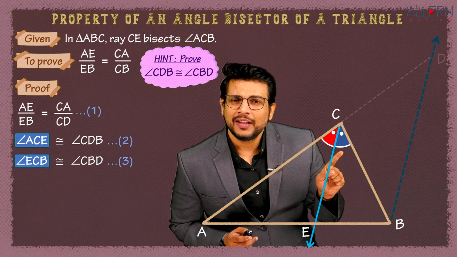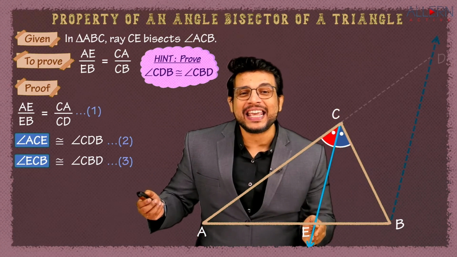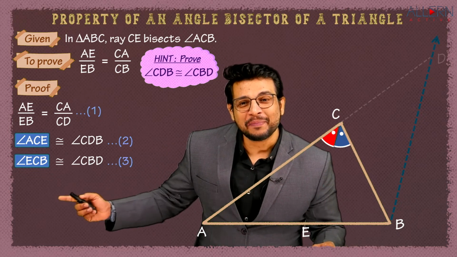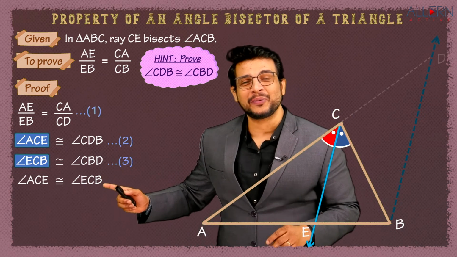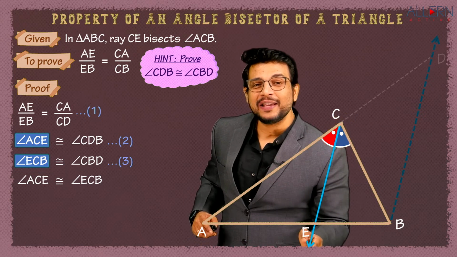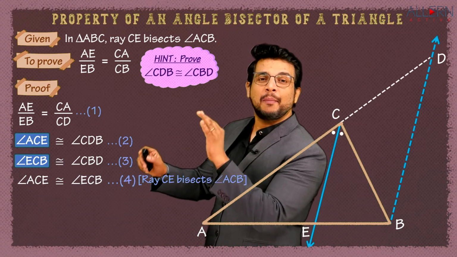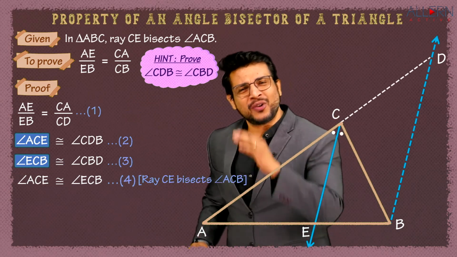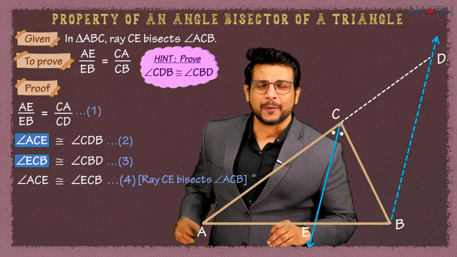Can we prove it? We need not prove it. It is already given. Why? Because we know CE is the bisector of angle ACB, isn't it? That means, my dear kids, we can write here that angle ACE is congruent to angle ECB. From where did we get that? It is from the given, because ray CE bisects angle ACB. And this is our result number 4. We got what I had mentioned in the hint. Beautiful. Let's focus there now.